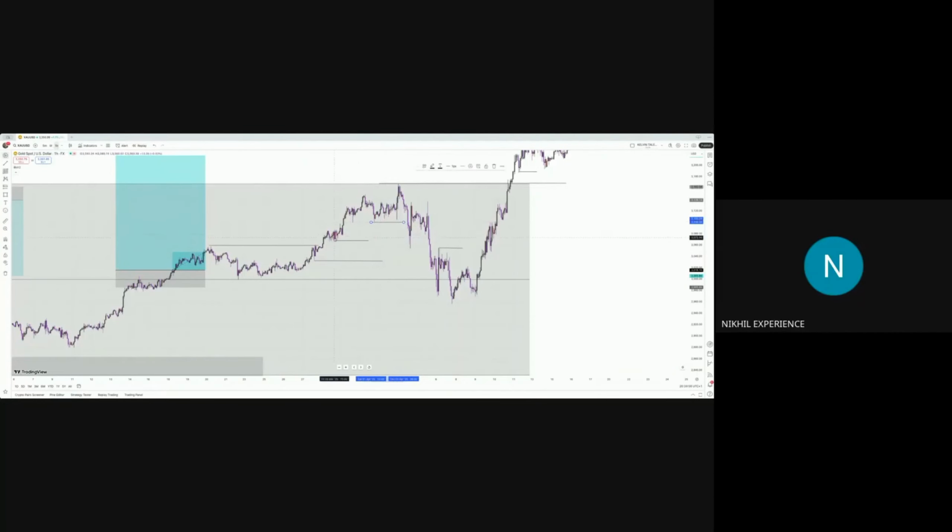Internal range liquidity. This is another low. Don't get me wrong, people bought from here. Trust me. This is another low. Look at these rejections to tell that people bought from here. What did price do? Price took them out. Their stop loss was below this point. Price has taken them out.